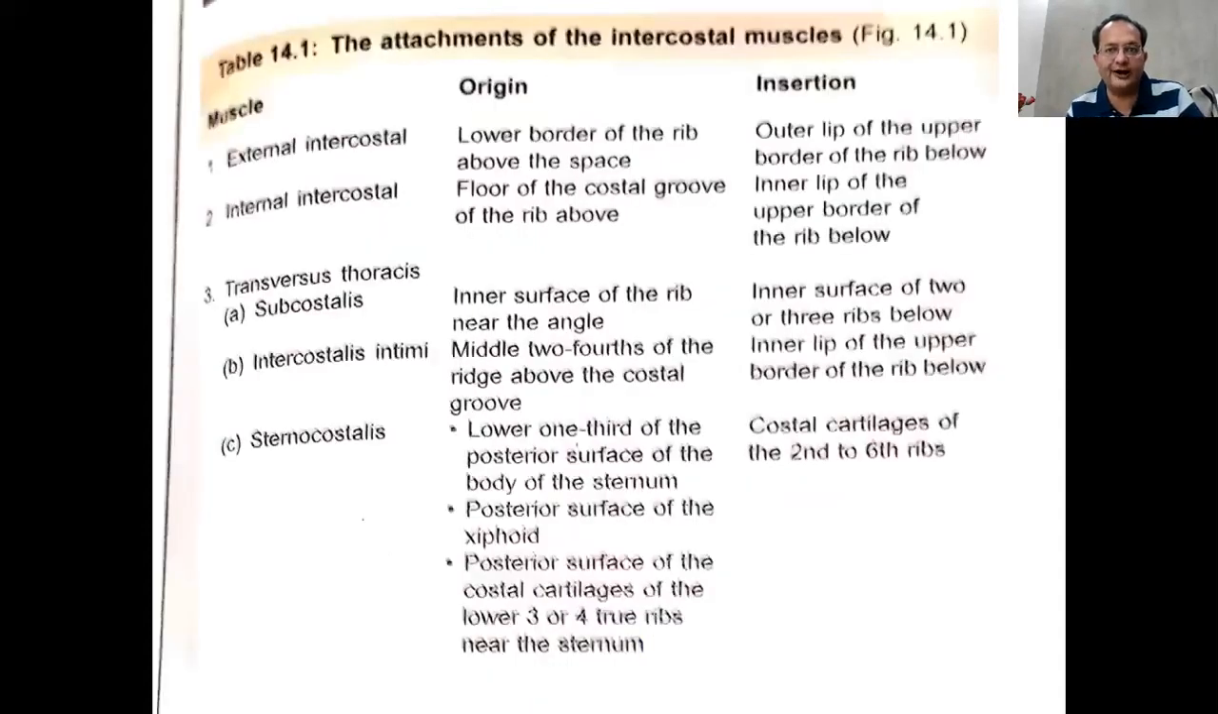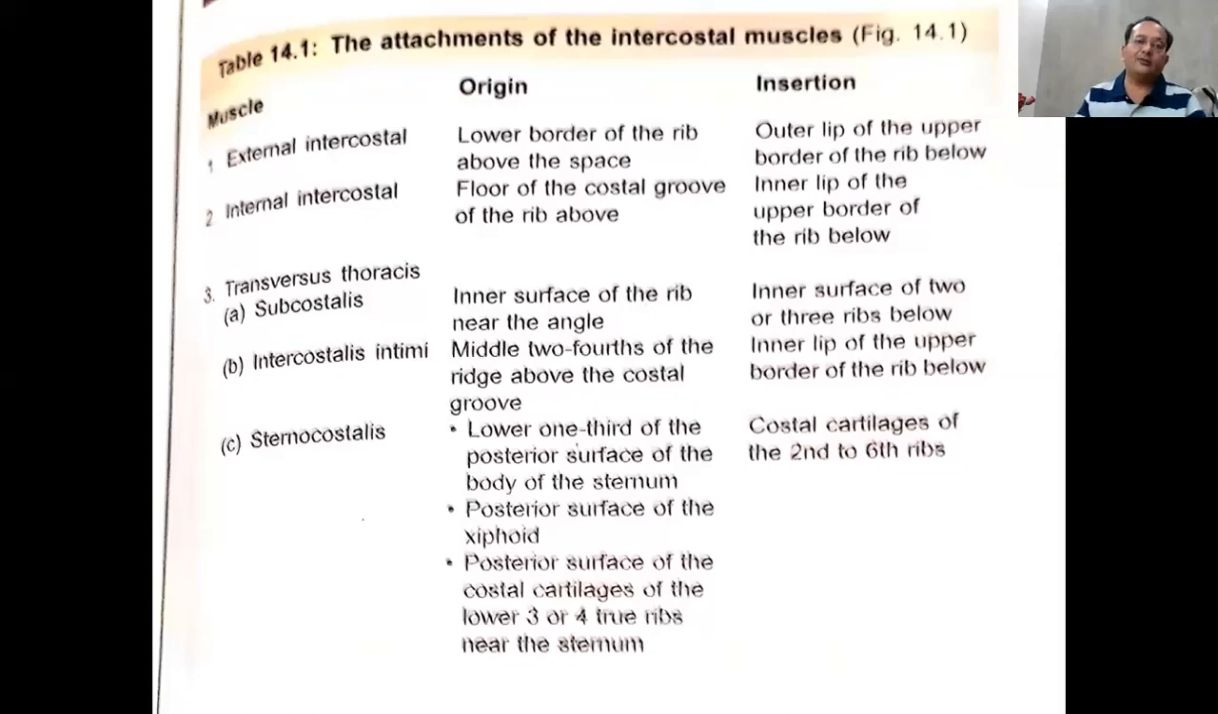This is the origin and insertion of the intercostal muscles. ये आप पढ़ लीजिएगा आपकी बुक में से. External intercostal muscle, internal intercostal muscle and transversus thoracis muscle. मैंने बताया आपको transversus thoracis muscle जो है ये intercostalis intimus muscle है. इसके तीन पार्ट्स होते हैं, subcostalis muscle, intercostalis intimi muscle and sternocostalis muscle.